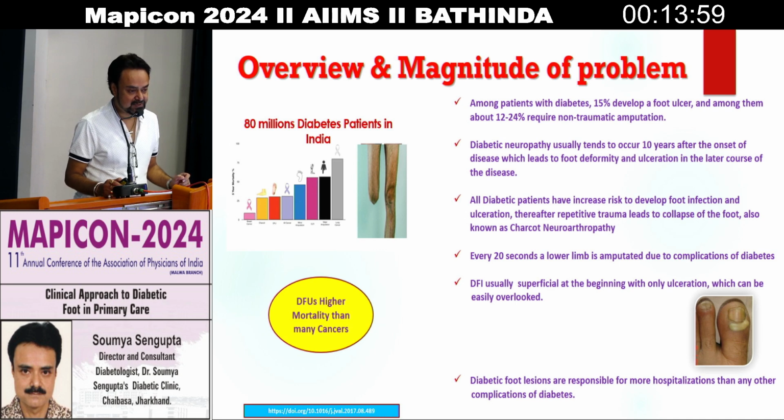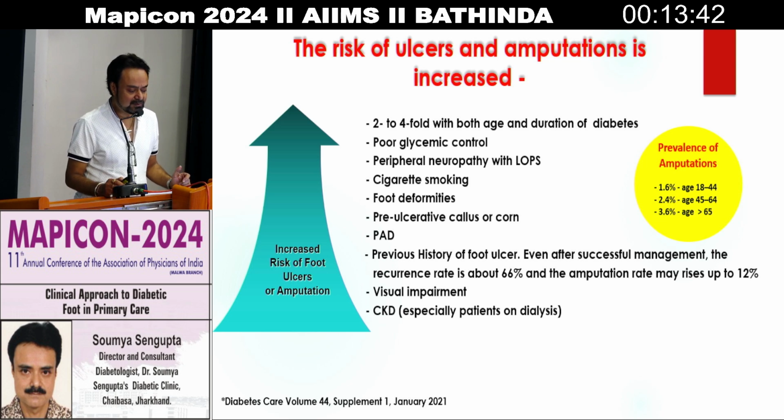Diabetic foot infection is usually superficial, maybe a small ulceration at the beginning, which can be easily overlooked by a clinician. Diabetic foot lesions are responsible for more hospitalization than any other complication of diabetes, and it has higher mortality than many cancers. Now the risk of ulcer and amputation is increased 2 to 4 fold with age as well as the duration of the diabetes.